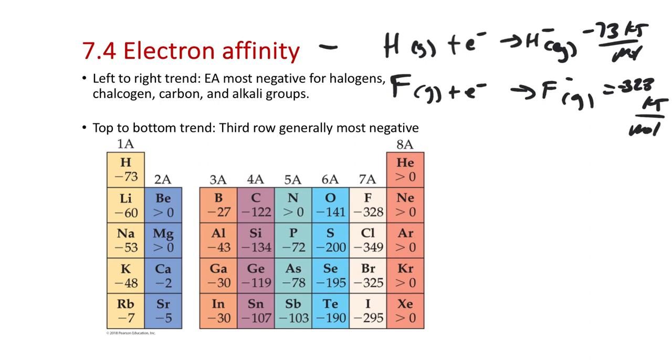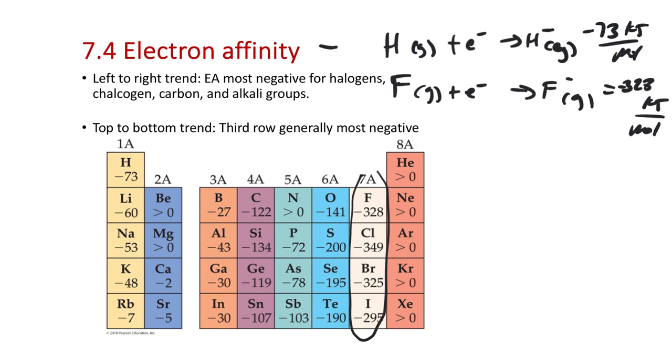And if we're inspecting all of the elements in the table that are shown, the halogens are the ones that are most negative, which probably makes the most sense because from left to right, these are the elements that have both room for one more electron, or at least one more electron, and are also relatively small and have relatively high effective nuclear charges.